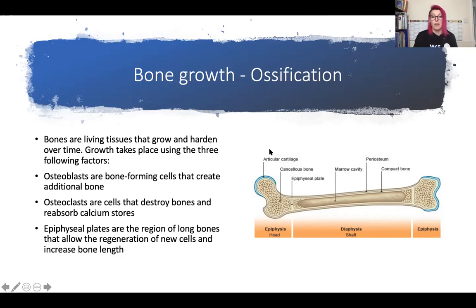So the main points from here are ossification. What is it? It's bone growth. Osteoblasts build, osteoclasts clean, and you have the makeup of the bone here, and you will need to be able to label that bone.